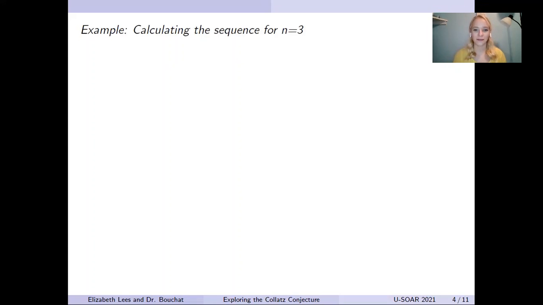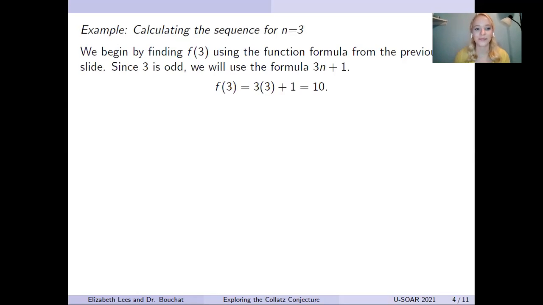We're going to look at an example where we calculate the sequence for n equal to 3. That basically means we're just going to look at what happens when we start with the number 3. We start by finding our first piece, which is f of 3. Since 3 is odd, we use that formula 3n plus 1 from the previous slide. All we're doing is where we see an n, we plug in a 3. So we have 3 times 3 plus 1, which gives us 10.